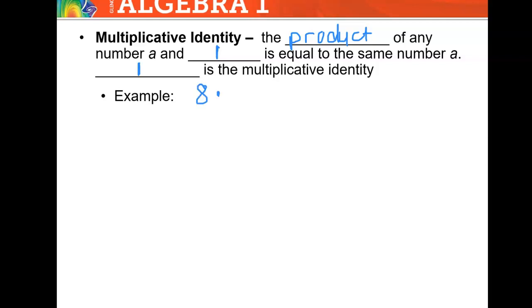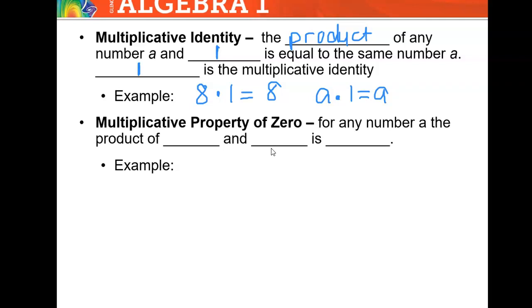So 8 times 1 equals 8. Or A times 1 equals A. Anything multiplied by 1 is equal to itself. The multiplicative property of 0 says the product of A and 0 is 0. The multiplication of A times 0 is 0. Pretty easy stuff, right?